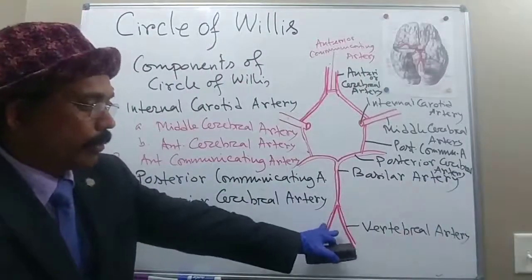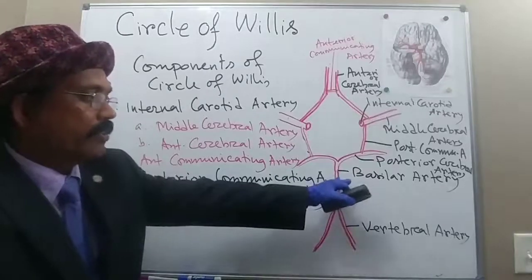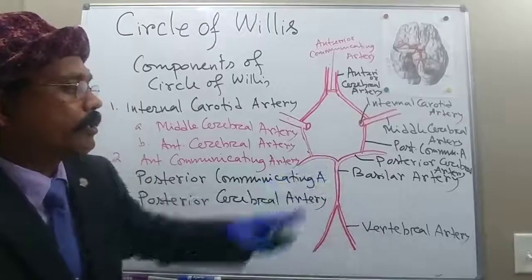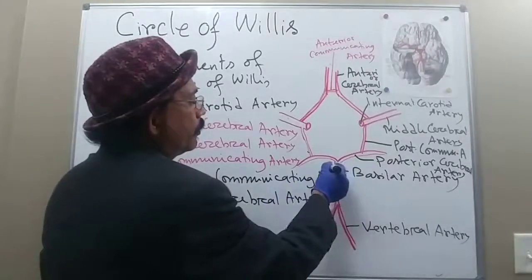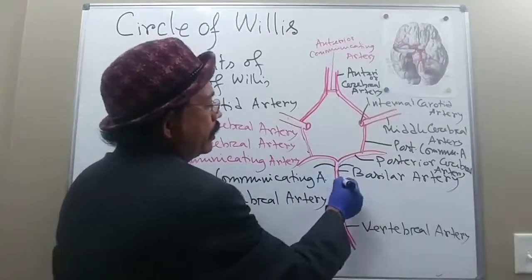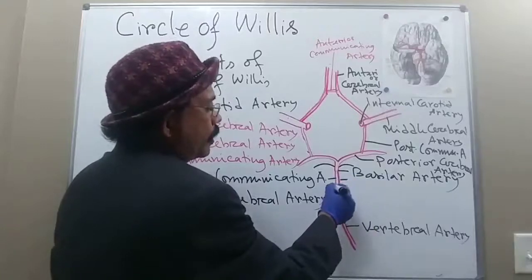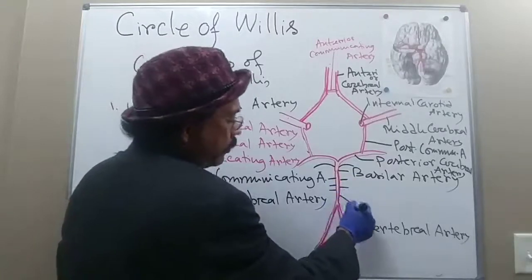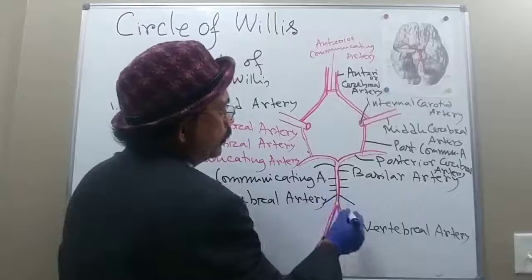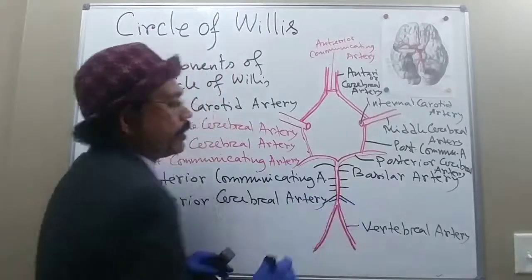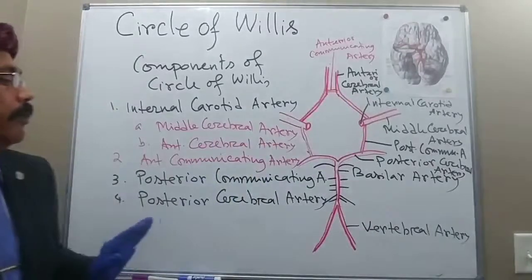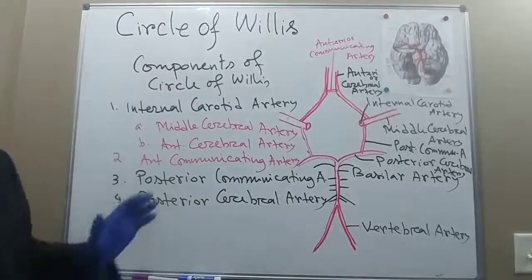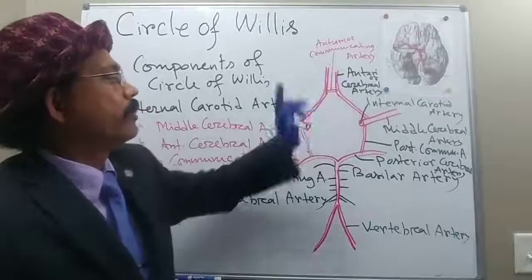And one vertebral artery, another vertebral artery. This is the basilar artery and the posterior cerebral artery. We also get the superior cerebellar artery, a lot of pontine branches, and the anterior inferior cerebellar artery. We have the labyrinthine artery and multiple other branches.